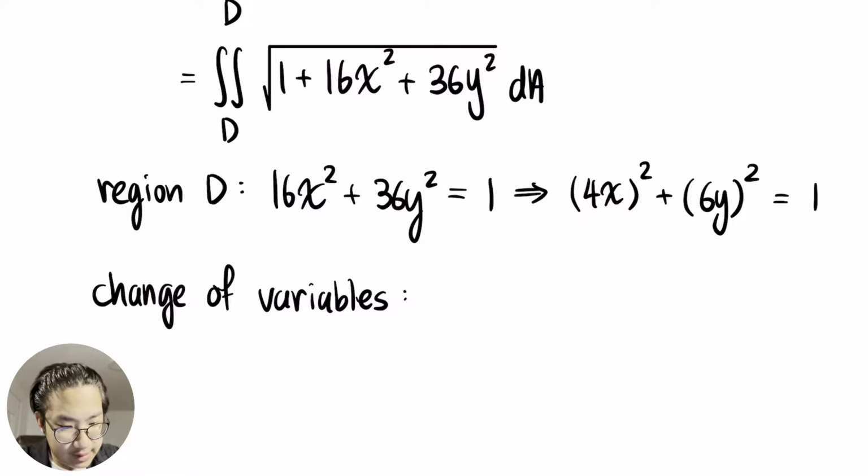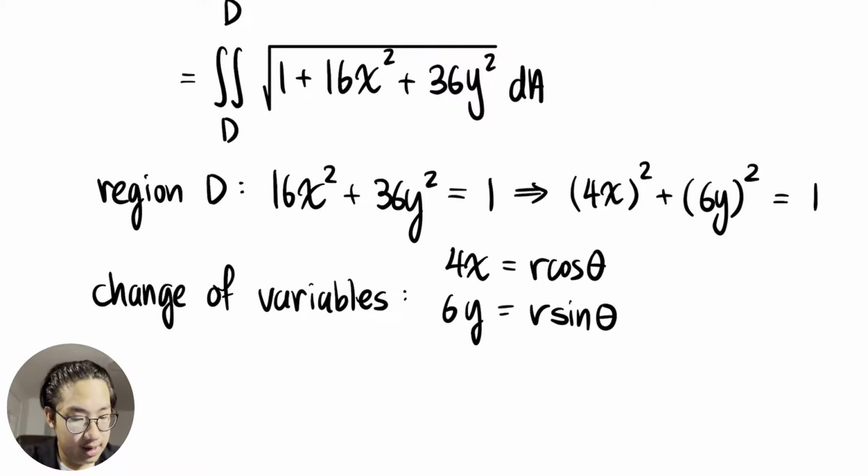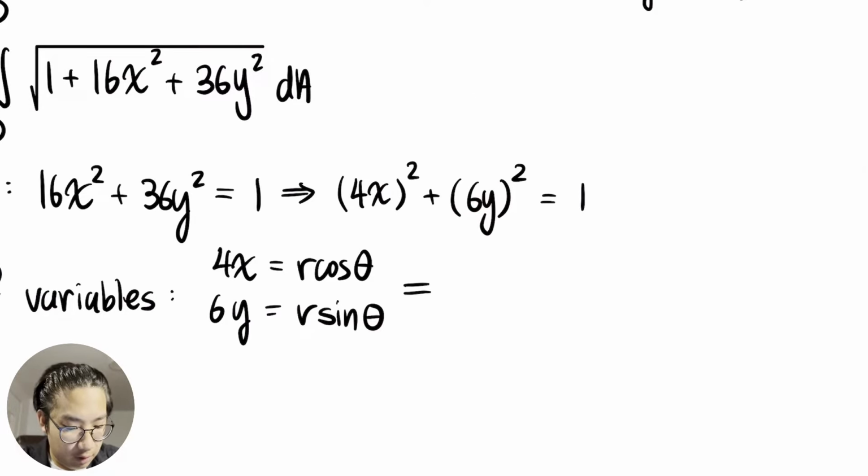So we can set 4x equal to r cos theta. And then 6y is equal to r sin theta. So again, notice that this is kind of a shortcut that leaves out a lot of work that we don't have to do. Instead, if we set 4x first equal to u, and 6y equal to v, then we have to go through 2 steps of solving. Here, we can then isolate for x and y.